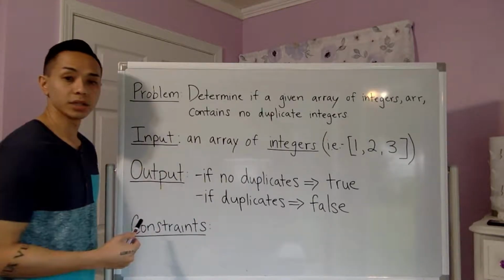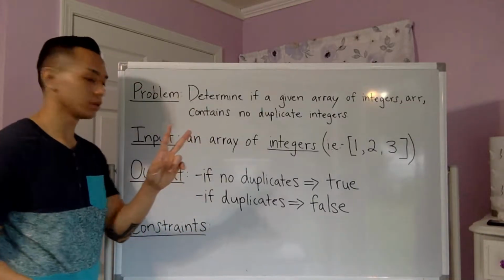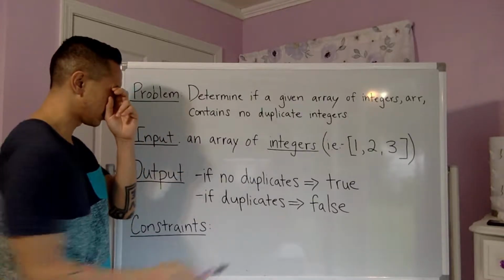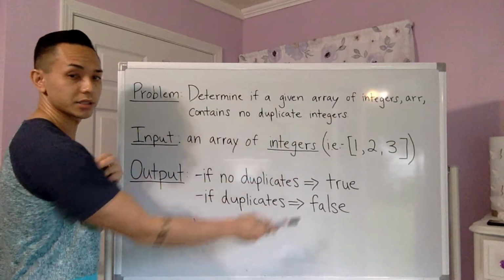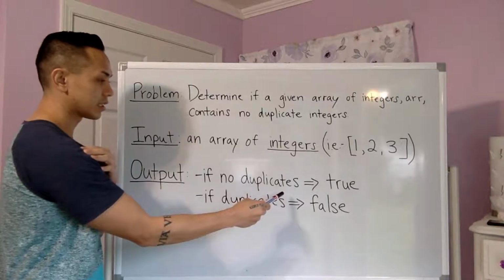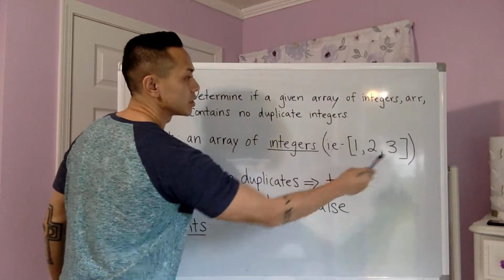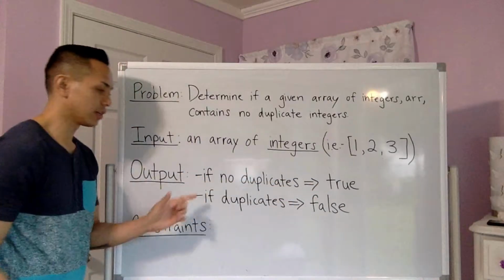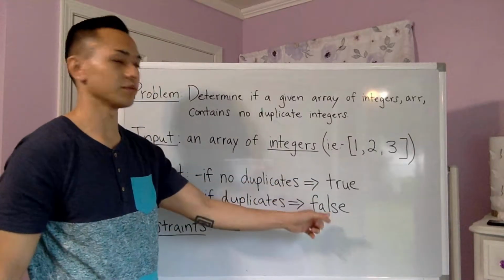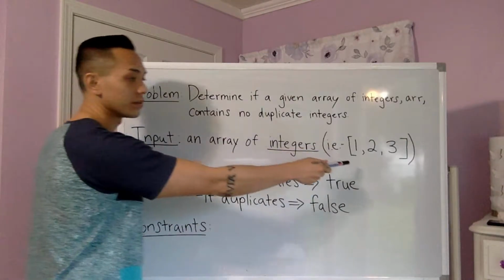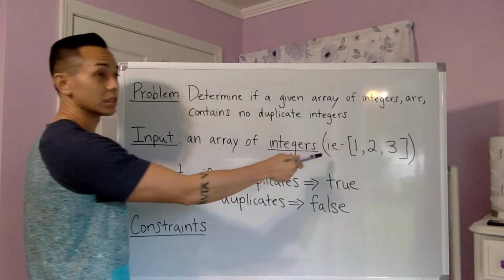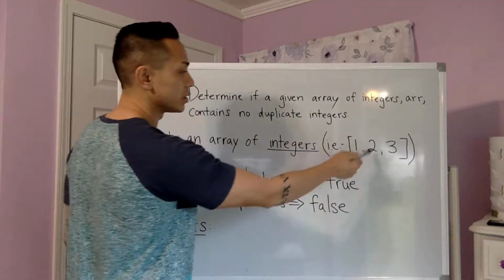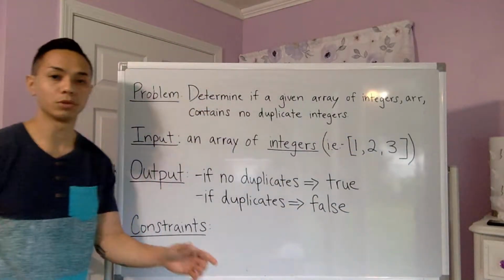Our expected output, we can return 2 kinds. So we can either return true or false. If no duplicates exist, meaning all of the items in the array are unique, then we're going to return true. And if duplicates do exist, we're going to return false. An example of an array with duplicates would be 1, 1, and 3. That would return false.